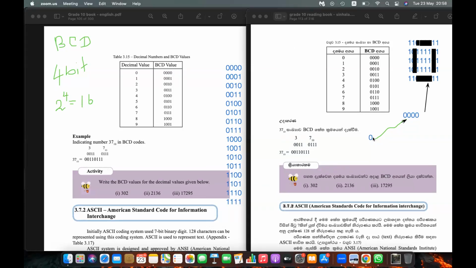You type 0 on your keyboard. What does the keyboard buffer do? The keyboard will immediately convert this to a 0 0 0 0 signal, sending it to the random access memory.